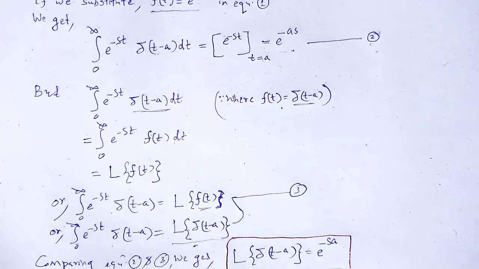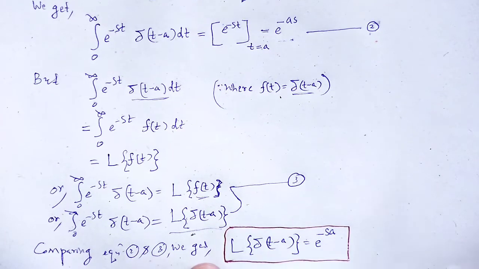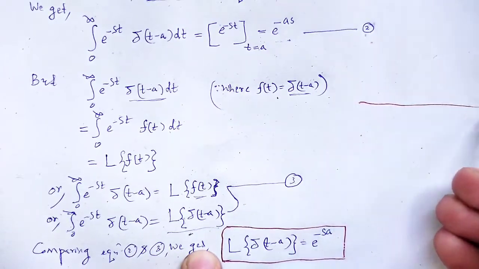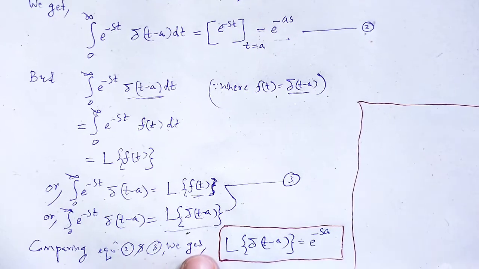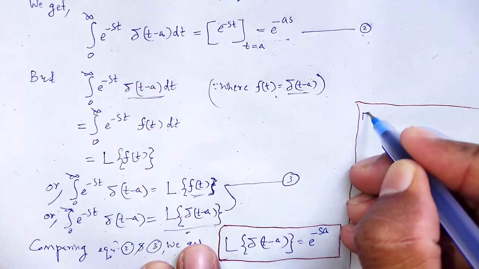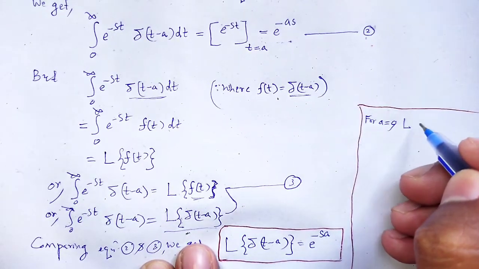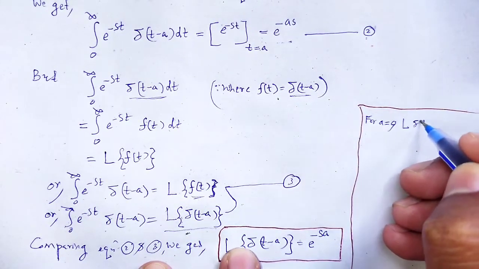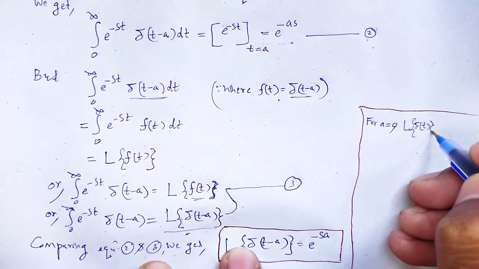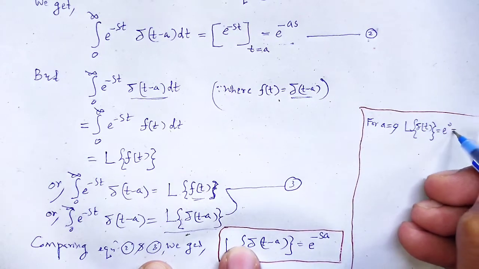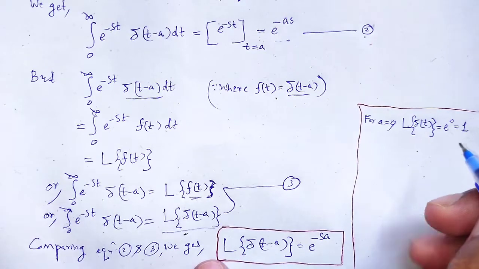For a special case, for a is equal to 0, Laplace transform of delta of t is equal to e to the power 0, that value will be 1.